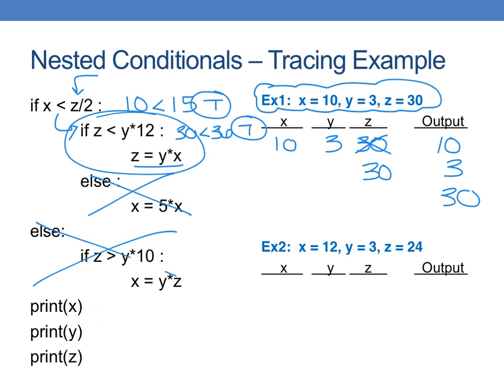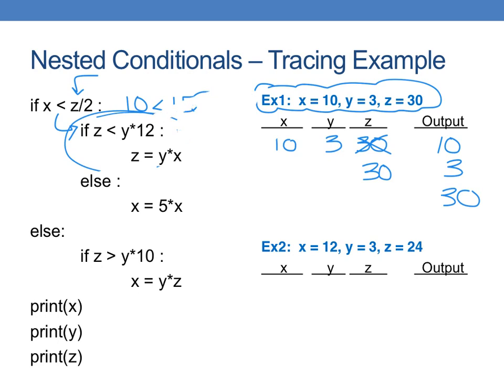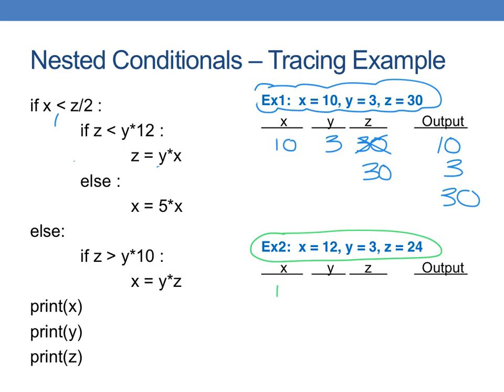Notice how some of the code ran and some of the code did not, depending on the results of those nested conditionals. So now what we're going to do is we're going to go through this a second time, and we're going to have different values. So those are erased. We're going to do a different color. And here we have x is 12, y is 3, and z is 24. So we have 12, 3, sorry, that got bad handwriting there. So 12, 3, and 24. So we're going to go up.